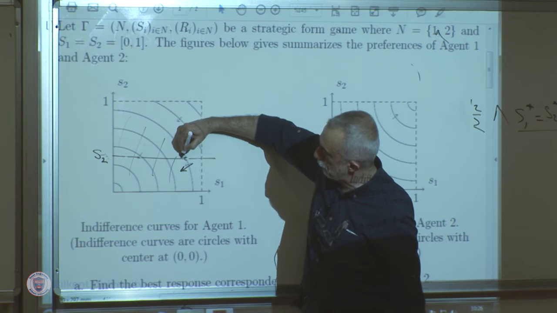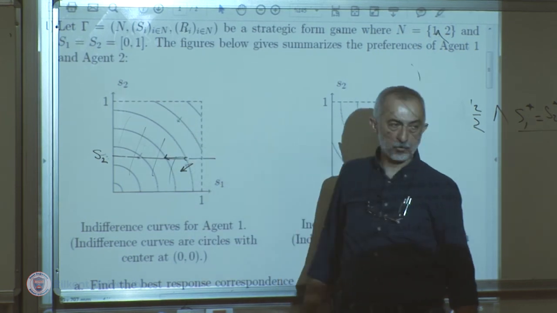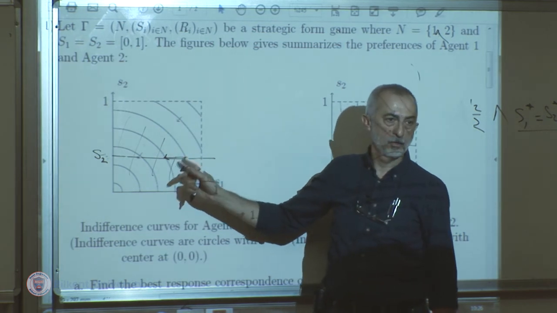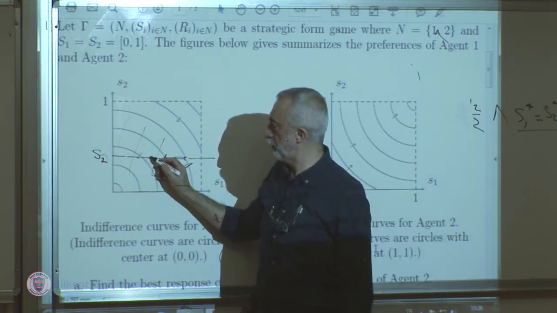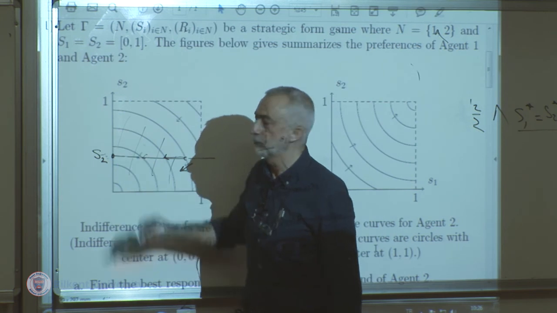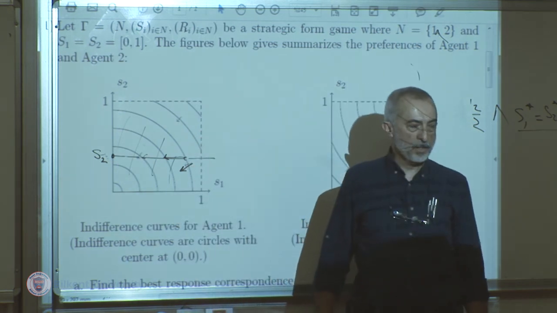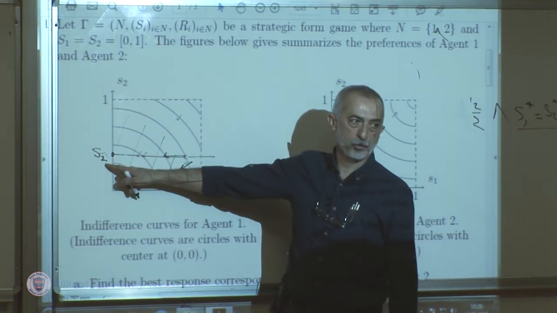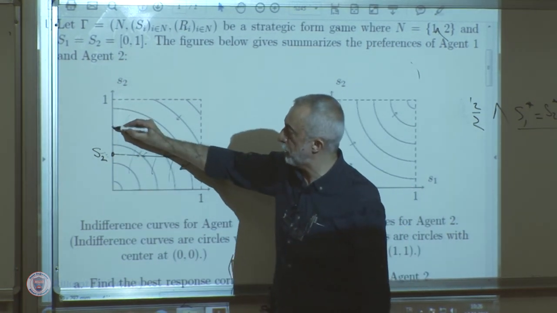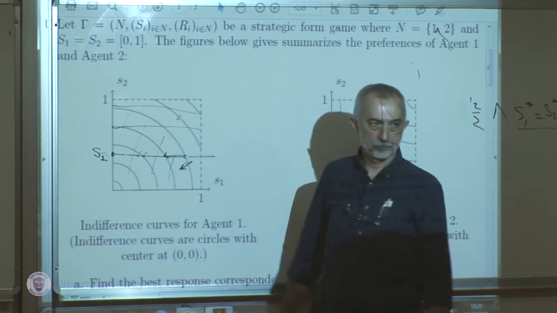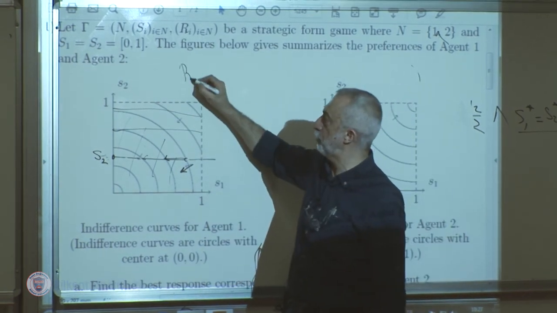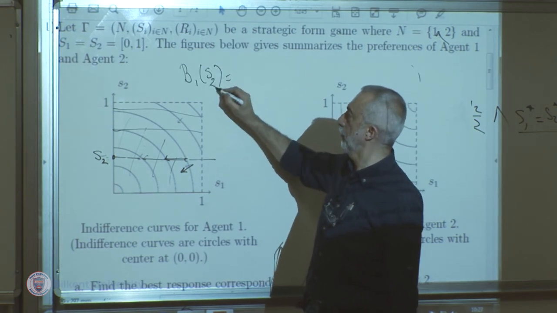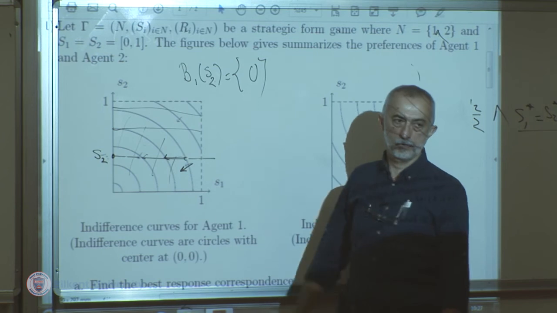So actually, as we move to the left, we see that we move to a point which is more preferred by agent 1. So if we keep doing this, we see that 0 is the best response of player 1 to this S2. But actually, that is the case for any S2. So just by looking at the picture, we see that B1 of S2 is equal to 0.